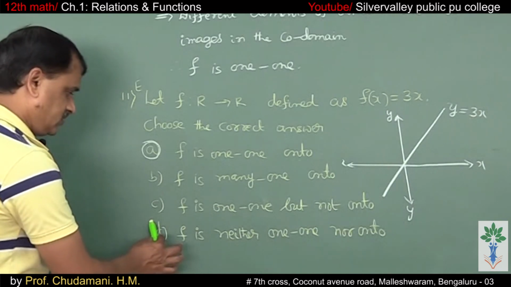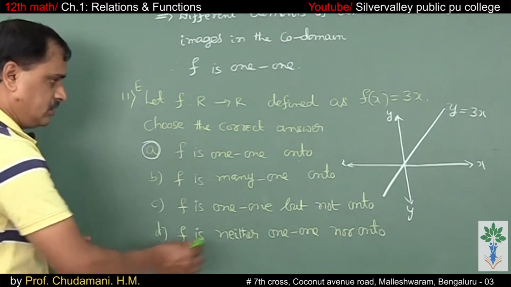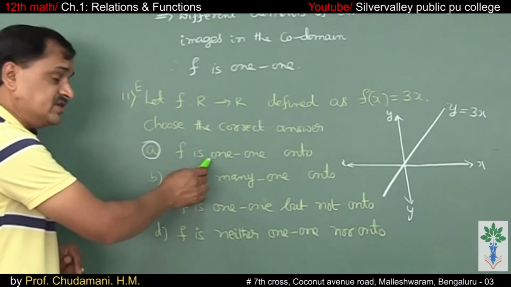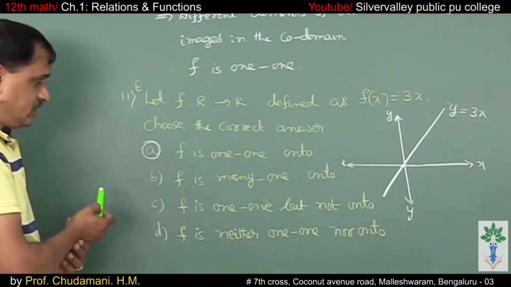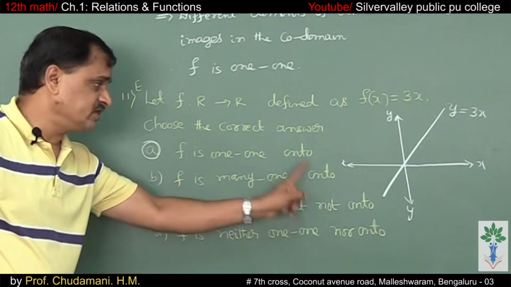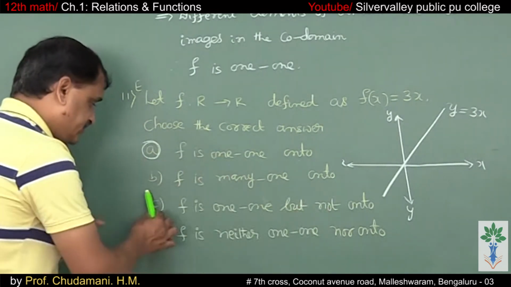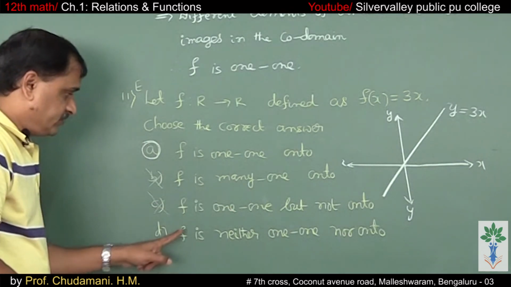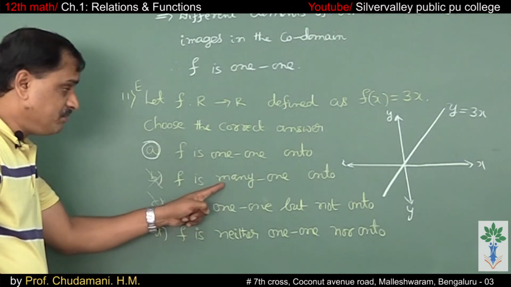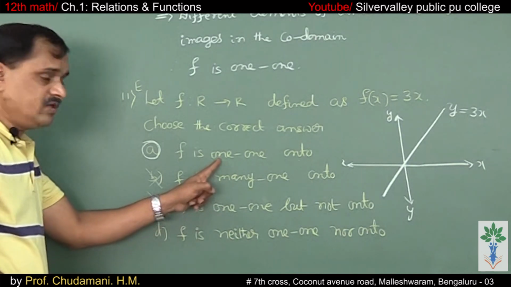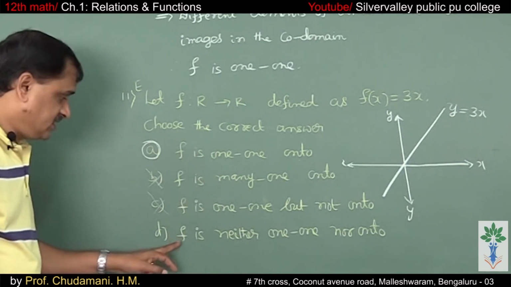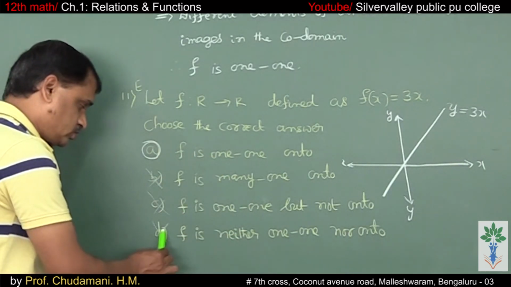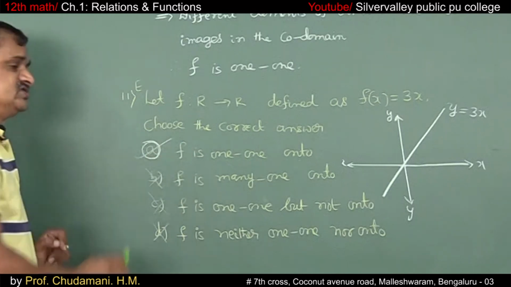So this is wrong. The rest of the options are wrong. They are saying many-one. If it is not one-one, it becomes many-one, you know, right? They are saying not onto. This is wrong. Even this is wrong since it is one-one. So if it is to be many-one, it cannot be one-one. Correct? So then f is neither one-one nor onto, they say. It is both actually. So the first option is the correct answer.